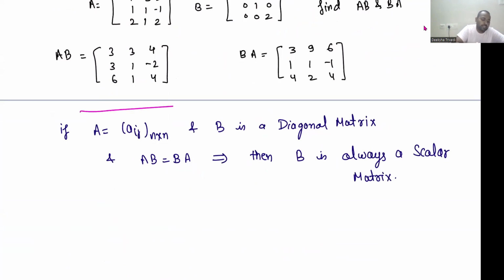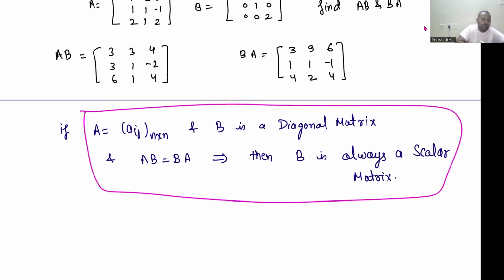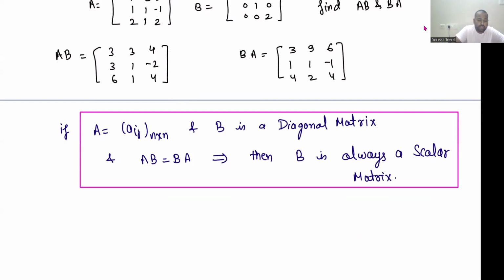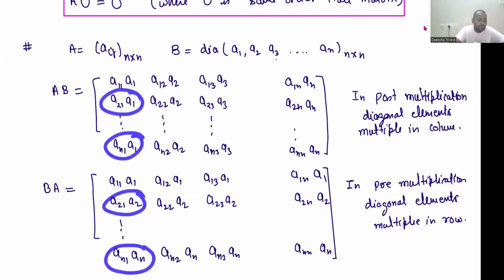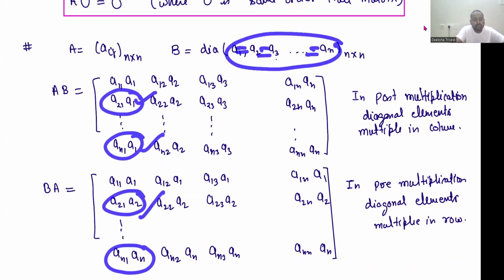Always remember this concept. That concept we use in a short way to deal with the calculation. Why I am saying this, see, observe. If we multiply the diagonal elements and we are saying these two elements are same, these two elements are same, these two elements are same. So we can say that A1 equal to A2 equal to A3 equal to AN. All elements are same in diagonal. That's why the matrix becomes scalar.